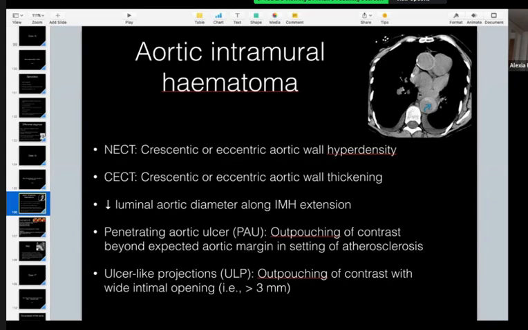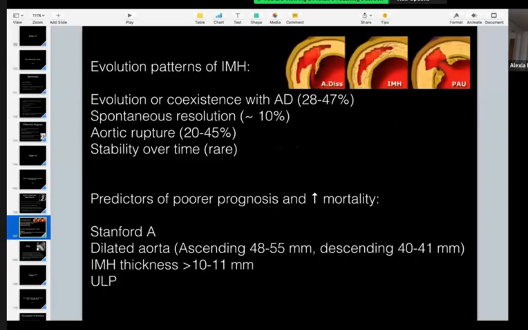as an outpouching of contrast beyond the aortic margin. And also little ulcer-like projections, which I'll show you an image of from the literature. These outpouchings of contrast, so these conditions would all be precursors of aortic dissection. So as you said, it's important to look for the actual dissection flap, which was not present in this case.